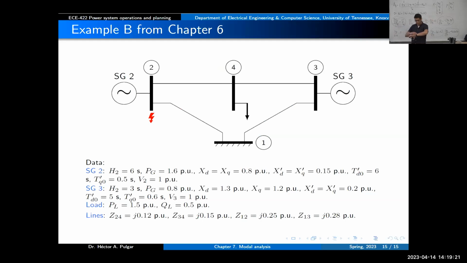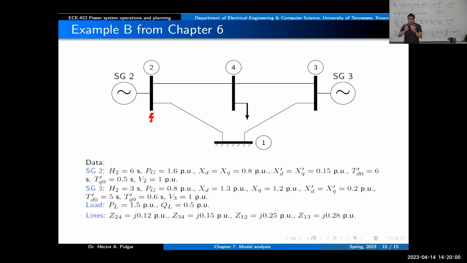So what we're going to do today, we're going to work with this system that we studied in chapter 6. We have two machines oscillating. As we discussed before, they can oscillate together against the infinite bus, or they can oscillate against each other. Those are the two modes of oscillatory behavior in the system. And that's related with the rotation, the motion, right? So that's what we are going to expect here.